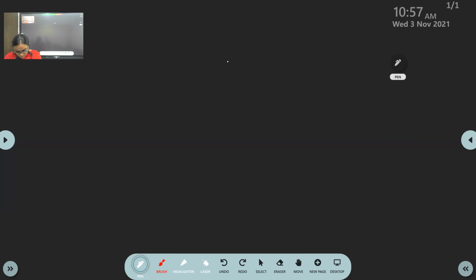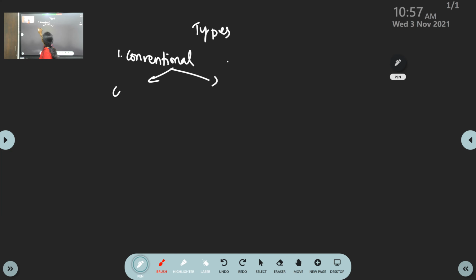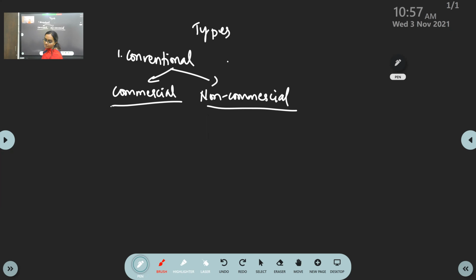Types of energy resources. Conventional. Conventional means what? Regularly used. Conventional, by convention, which are all the resources you use. We divide it into two parts. What is commercial? What do you mean by commercial? Commercial means we buy the energy by providing money.